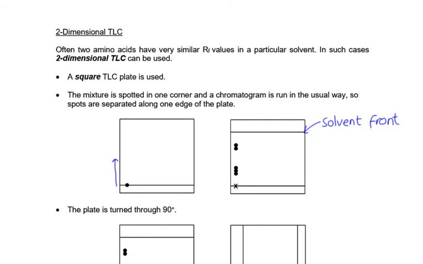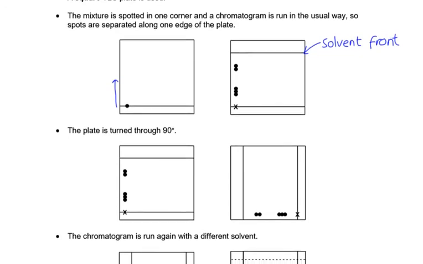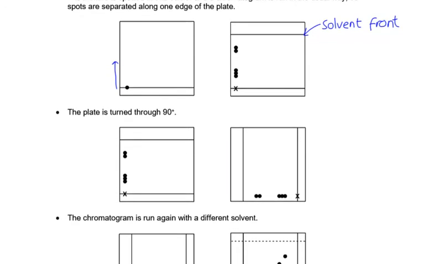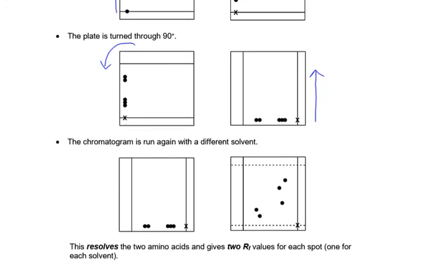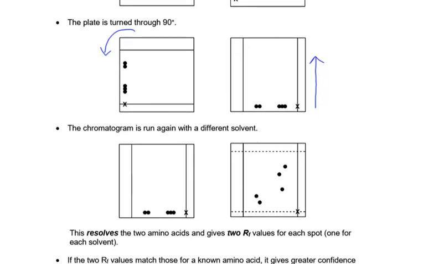But we notice that actually it's kind of a bit of a blob. We're not sure, is that really 3 spots? Is it 2 spots? We're not 100% sure. So what we do next is we take our plate and we turn it 90 degrees. So we've taken this plate and we've rotated it through 90 degrees this way, so that now the spots are lying along the bottom. And we're going to run it again. So we're going to run it this way now, in a different solvent. So we're taking something that separates these slightly differently.